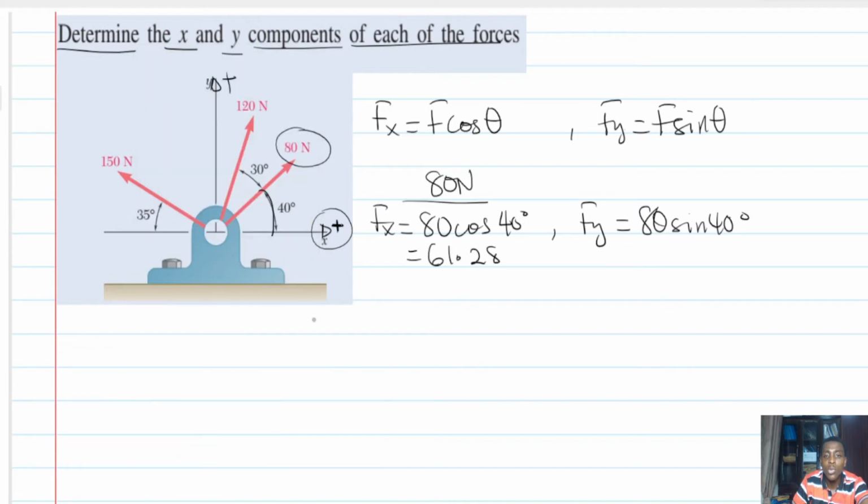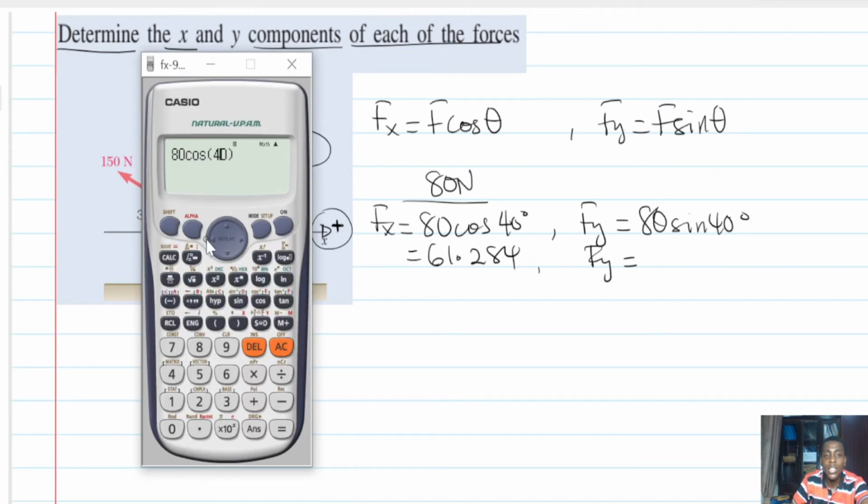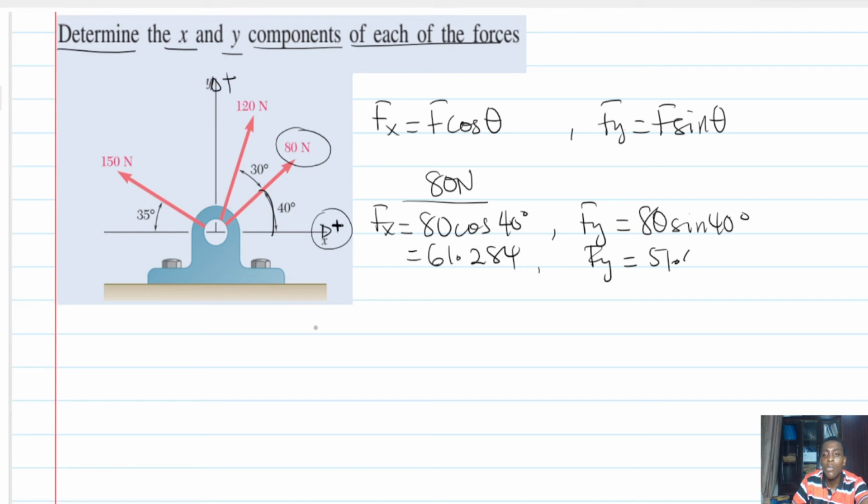So 61.284. How about 80 sin 40? So I'll just change here to become sin 40. So 80 sin 40, I'm going to get 51.423. 51.423. They are all in newtons. Alright, let's look at the 120 force.